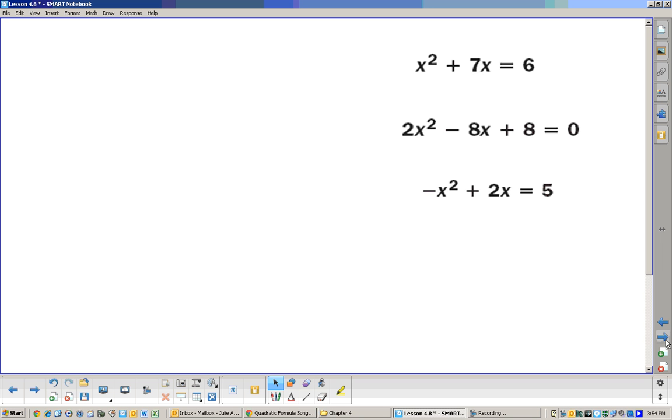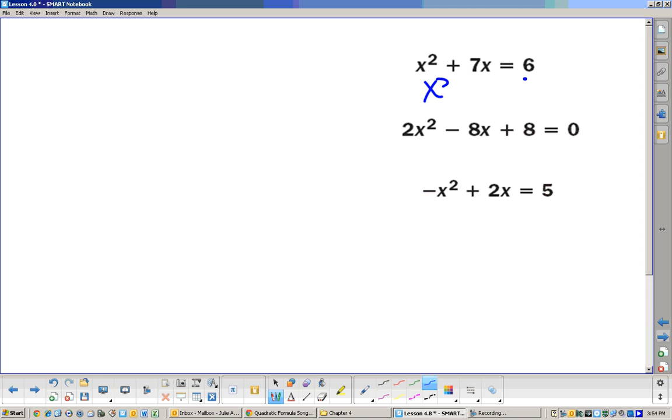All right, here's a couple more equations, and the reason I threw these in here is they don't really talk about them much in your note guide, but the thing about these equations is they're not all ready to use the quadratic formula yet. Remember, we have to have it in standard form.